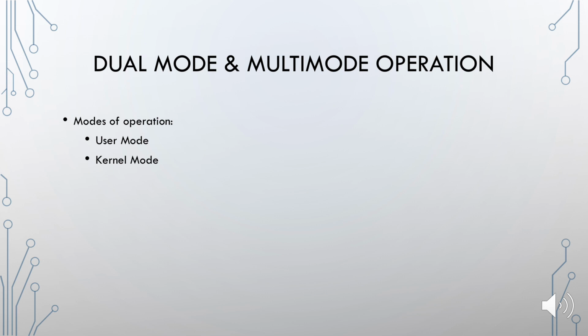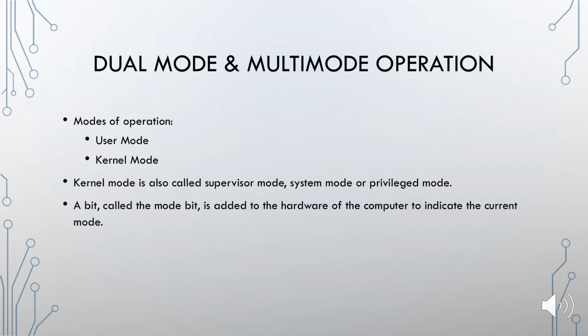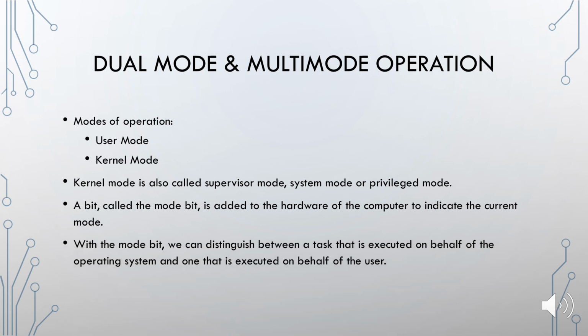There are two different modes of operation, user mode and kernel mode. Kernel mode is also called supervisor mode, system mode or privileged mode. A bit called the mode bit is added to the hardware of the computer to indicate the current mode. With the mode bit, we can distinguish between the task that is executed on behalf of the operating system and one that is executed on behalf of the user.